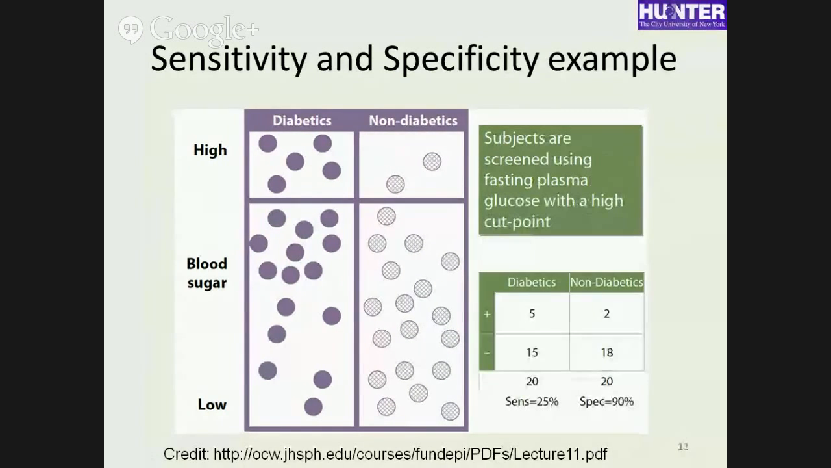I'll just back up there. In this case, the specificity is the fraction among the non-diabetics who have a negative test. If you can keep this plot in mind, just remember that the sensitivity is the left column and the specificity is the right column. And the overall reliability of the test is how different these two distributions are. And there are different ways of measuring that.